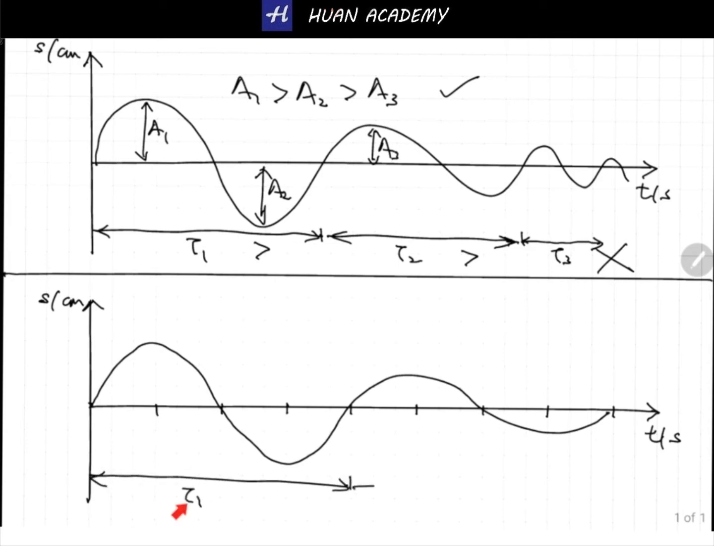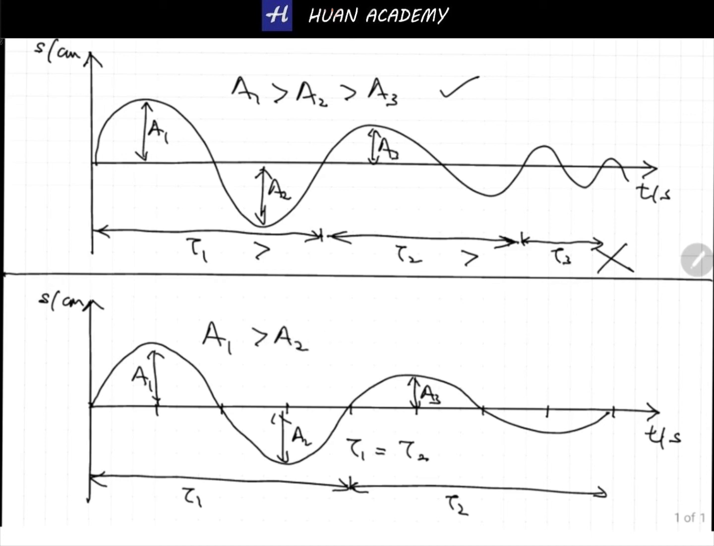So this is T1 and here is T2. As you can see, clearly T1 equals T2. And look at the amplitude, A1, A2 and A3. So A1 is greater than A2 and greater than A3. This is correct, and this is also correct. Then you can score a full mark for this graph.